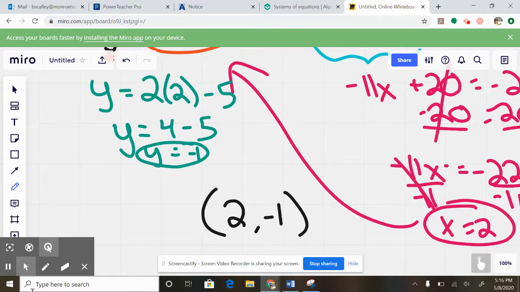In the next video, I'm going to do the same exact problem, but use elimination, even though it wouldn't be my preferred method for this problem.